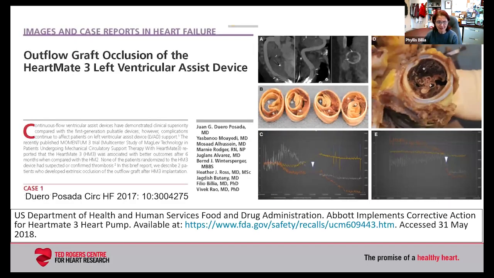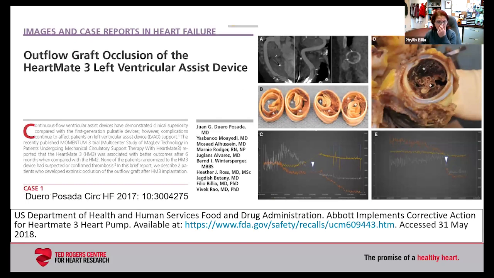So in the interest of time, I won't be discussing the epidemic that is heart failure and the use of LVADs in heart failure patients. Rather, I want to go right to the problem with a bit of background and then focus on presentation and diagnosis of obstruction of the external graft. Treatment strategies will not be the focus of my talk. We have two other speakers that will really focus on that. So now let's look back.